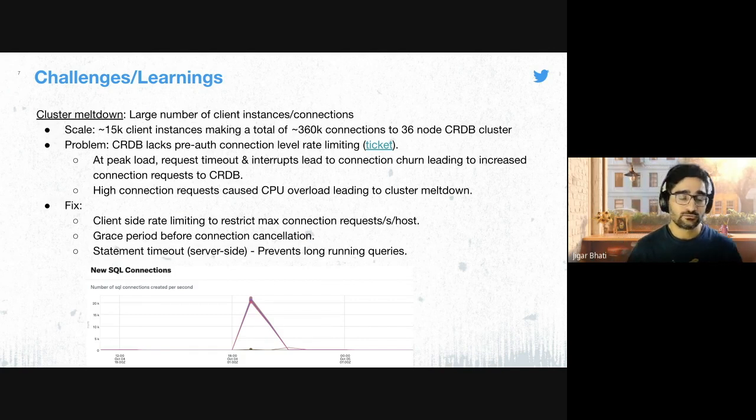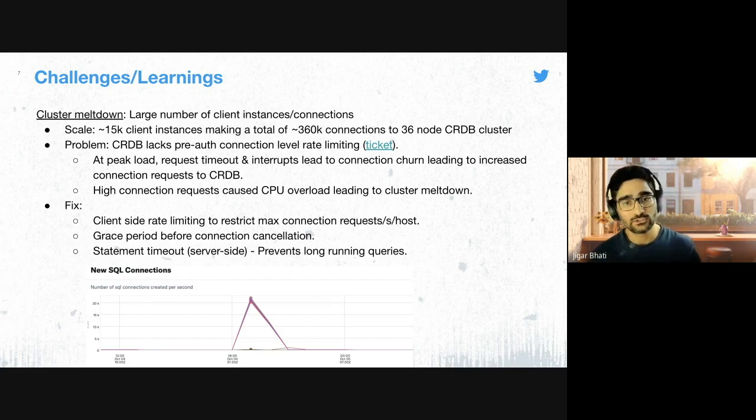For the time being, the fix that we did was client-side rate limiting, to restrict the max connection requests each client instance can make to the CRDB cluster. So that's one part of the fix. And the other part is we also defined a grace period before the connection cancellation. We at Twitter use Finagle Postgres for connection building purposes, and that does not support it.